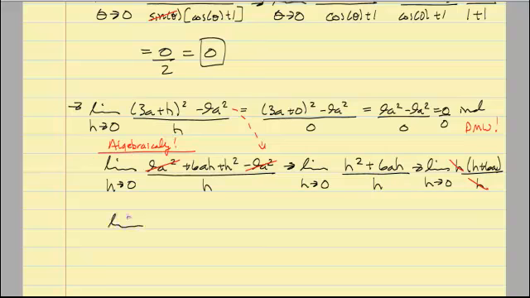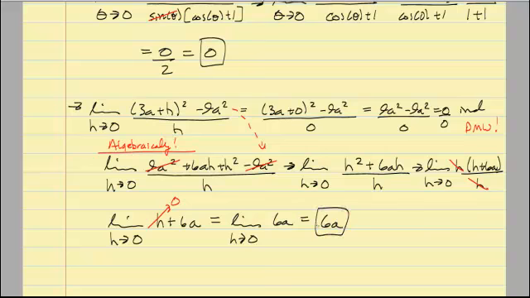So from here we're left with the limit as h approaches 0 of h plus 6a. As h approaches 0, h goes to 0, and I'm left with the limit of 6a as h goes to 0. You might say, okay, well what do I do because there's no h in here? Well remember, 6 is definitely a constant, a is a constant, so the limit of a constant is a constant. And that is the limit of the function.